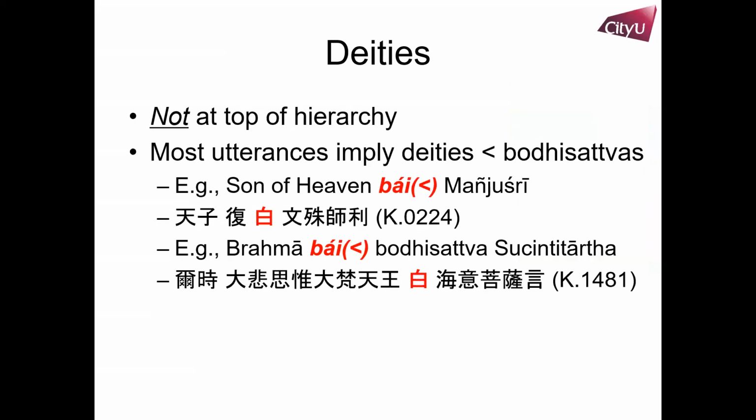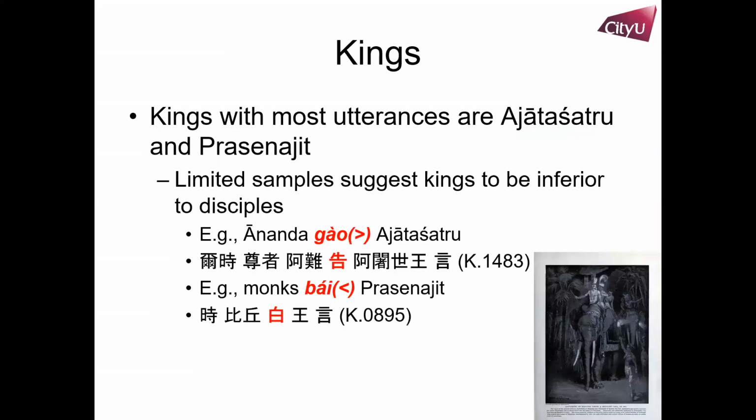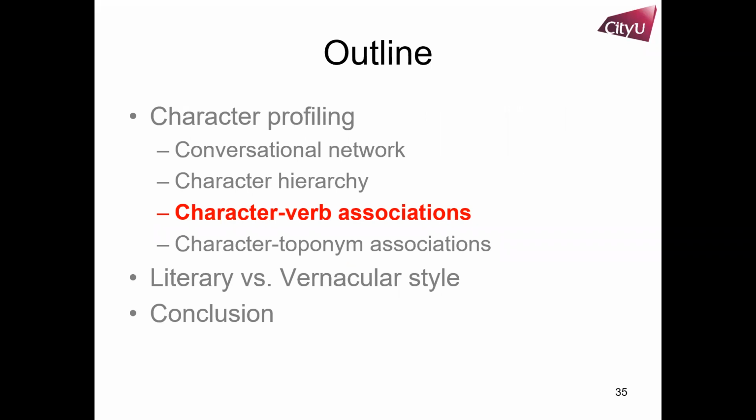Finally, the deities are not at the top of the hierarchy, as a layman might think. Most of the utterances would imply that they are considered at a lower rank than the enlightened beings, the bodhisattvas. The kings are then considered even lower in status, even than the disciples of Buddha. All right, so this is a second application on hierarchy of characters.